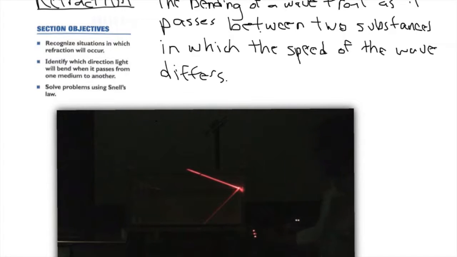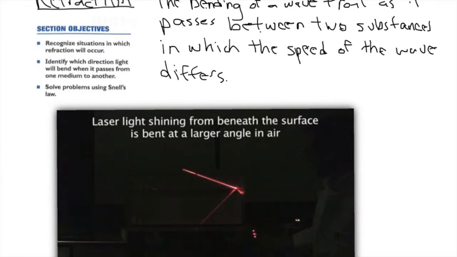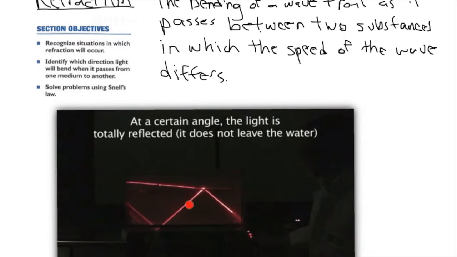Here's a red laser. You can see it comes up here and then bends. Comes up and bends. Okay, it's also reflecting off of the surface of the water, so we get this second beam, and we'll talk about this, but this is refraction, the bending of light.